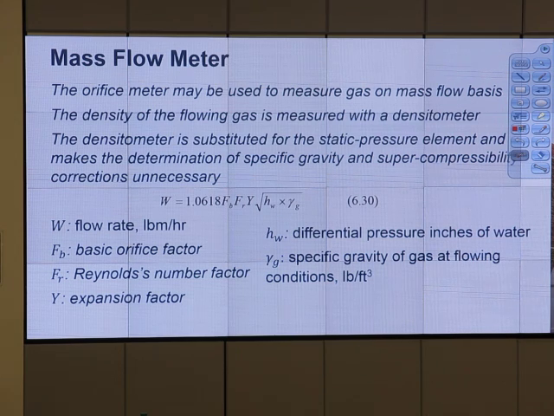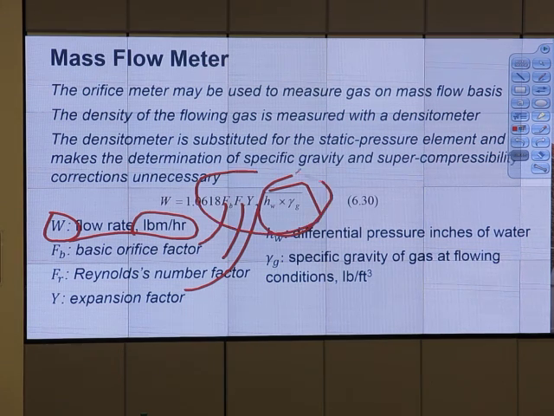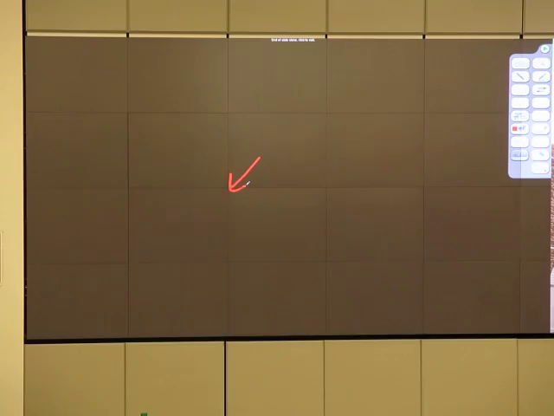So there's a formula for W, mass flow rate, with F sub b, F sub r Reynolds number factor, expansion factor, and this reading. Those numbers come from the table. How do you get F sub b? From a chart. It's a kind of table, right? Yes, you get it from that. Okay, done.